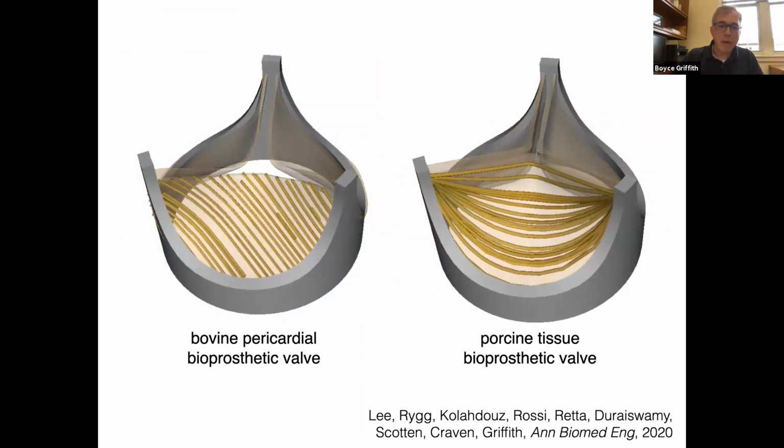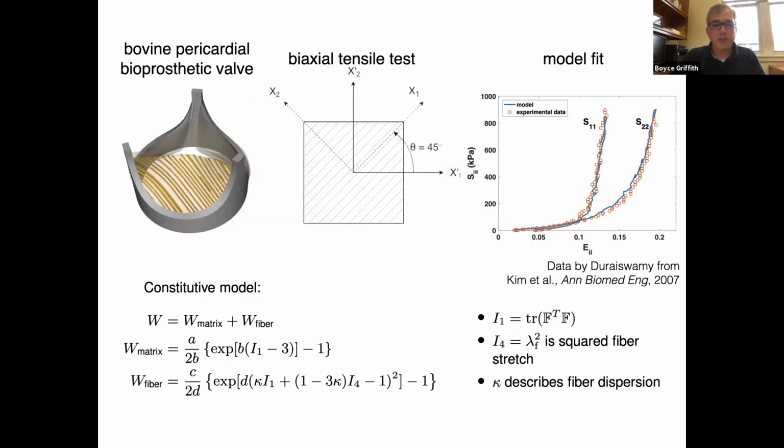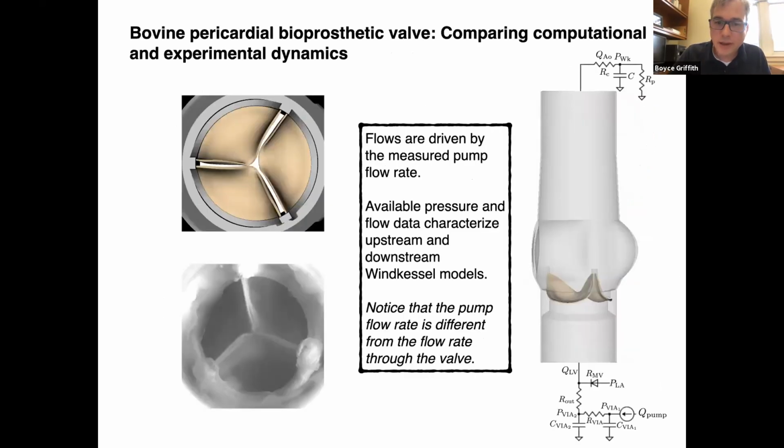Just really briefly, we've looked at both pericardial bioprosthetic valves and porcine tissue valves in these kinds of systems. We have models of these devices that include features of the real devices. The pericardial bioprosthetic valves have an engineered fiber structure, and the tissue valves have a fiber structure like a native valve. The kinds of models that we use to describe the mechanics are things like the Holzapfel-Gasser-Ogden type model, where you have an isotropic matrix along with fiber reinforcement, and you can use these models to get good fits to available tensile test data.